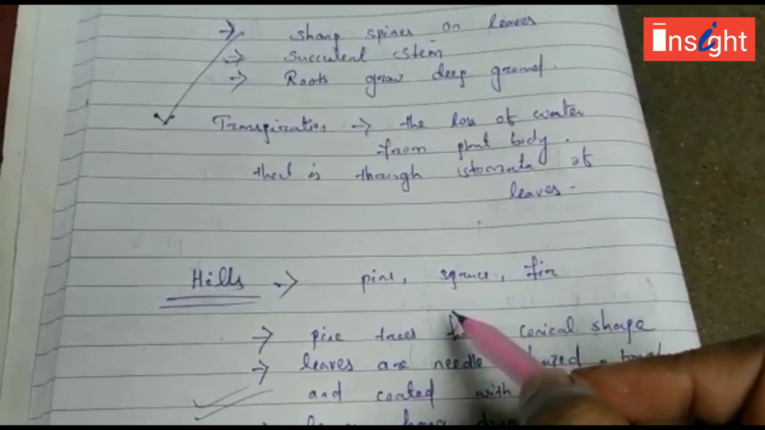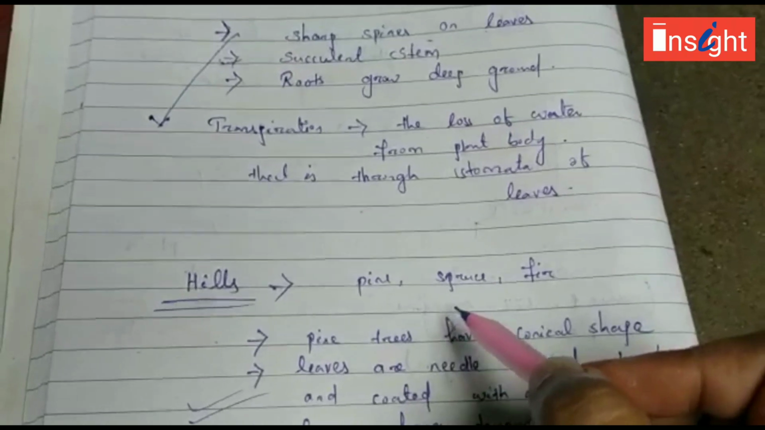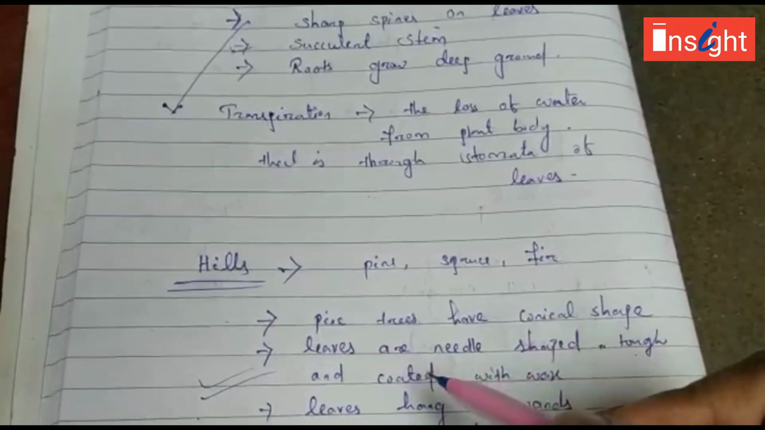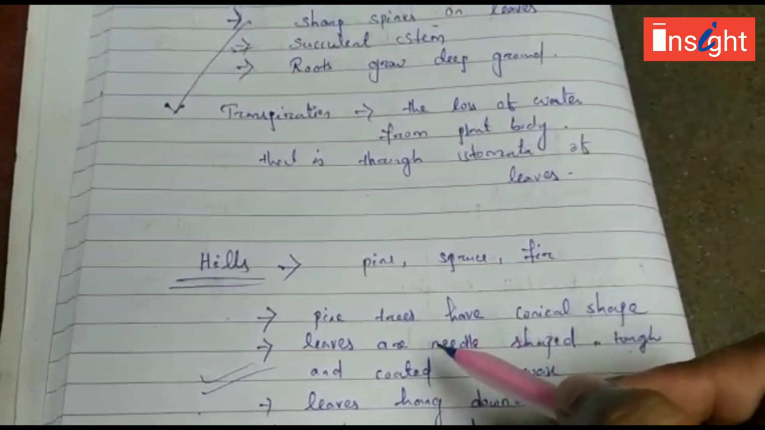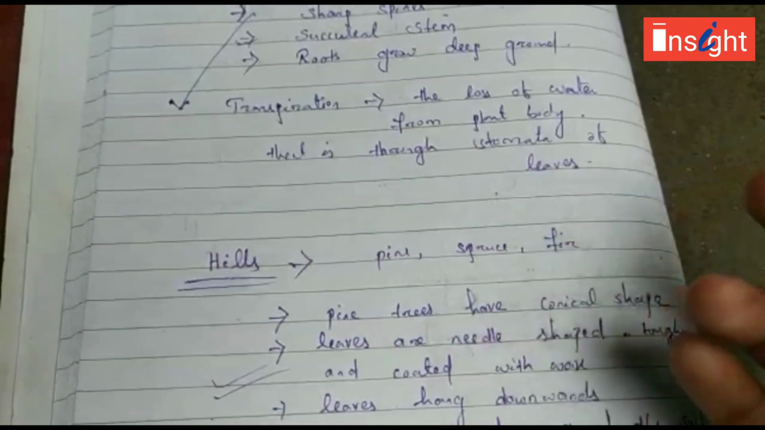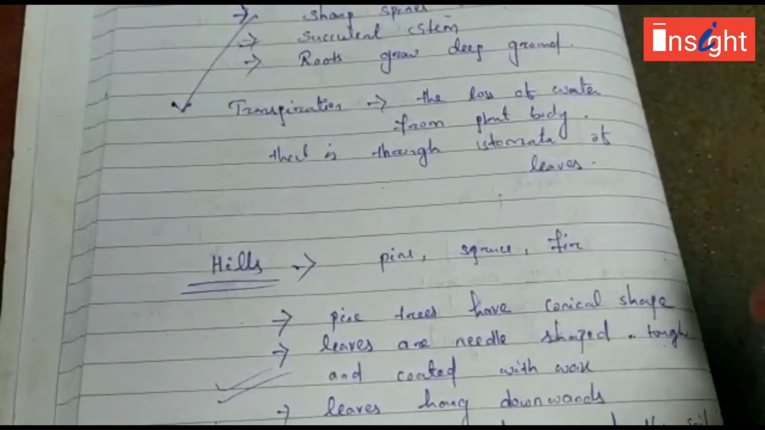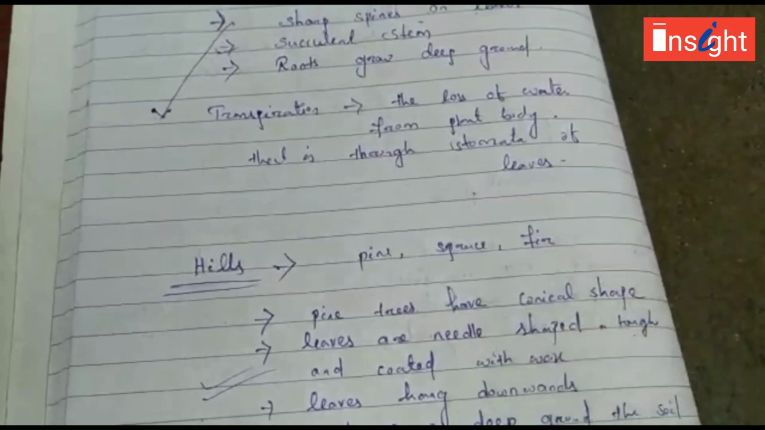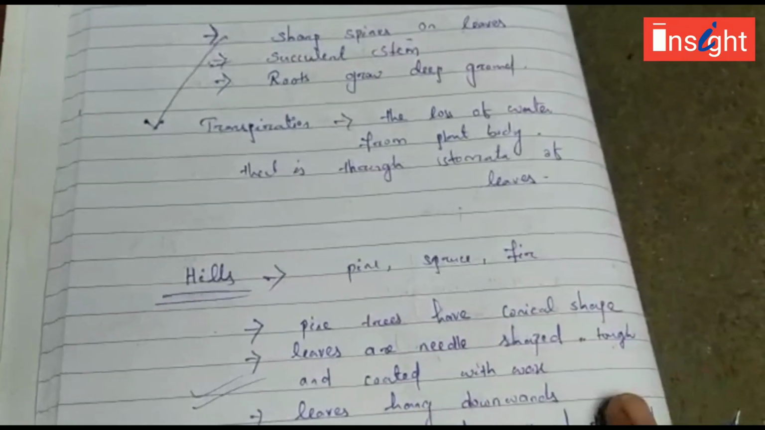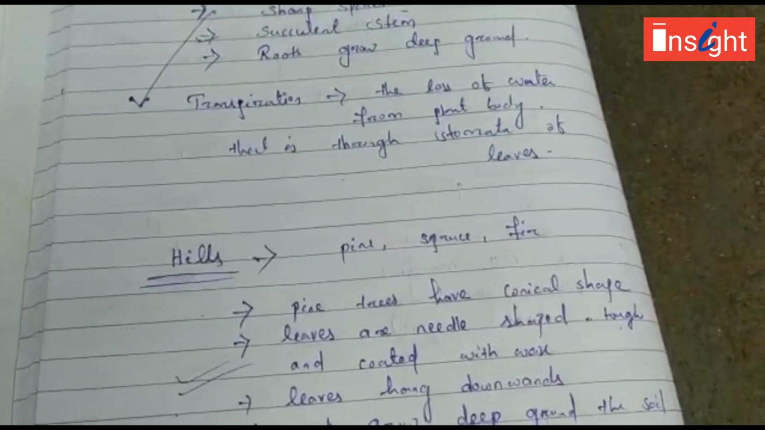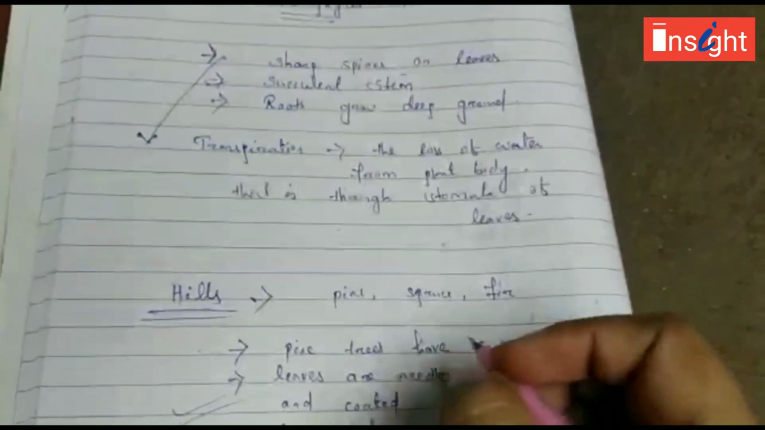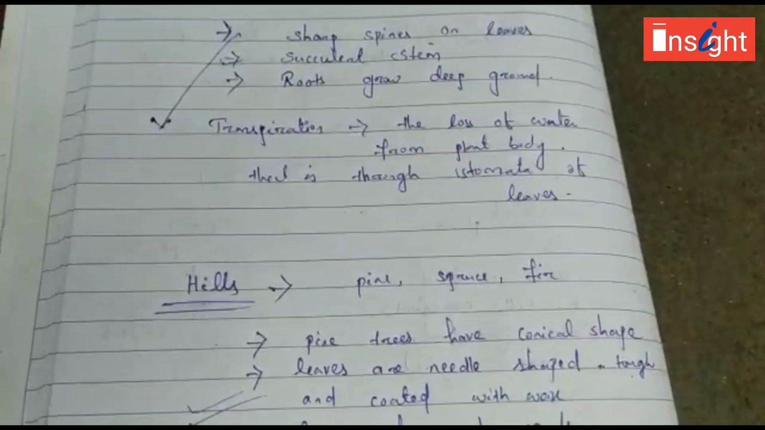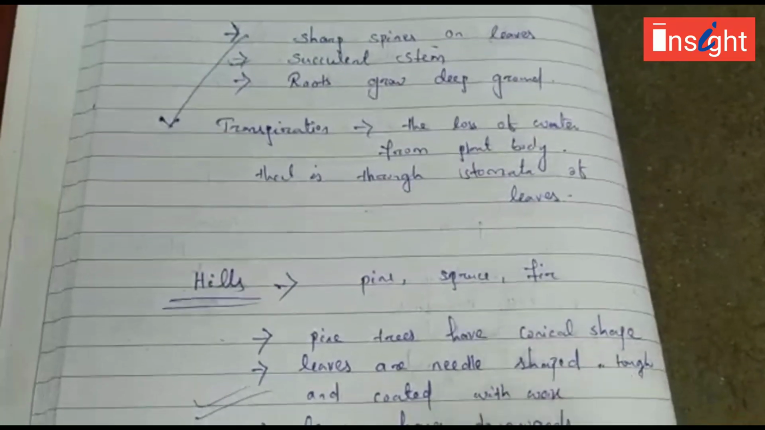Hilly areas are the areas mostly where the climate is ranging from cold to extremely cold, and sometimes snowfall is also there. So even you might have seen on the TV or in pictures that even the houses in the hills have a sloping roof, so that water and snow will easily slide down. So in the hilly areas, the plants are also like that. They have adapted themselves to protect from the snowfall or the water.